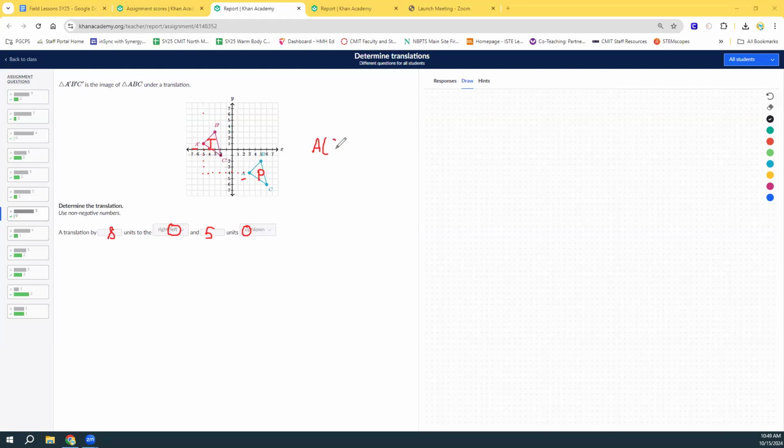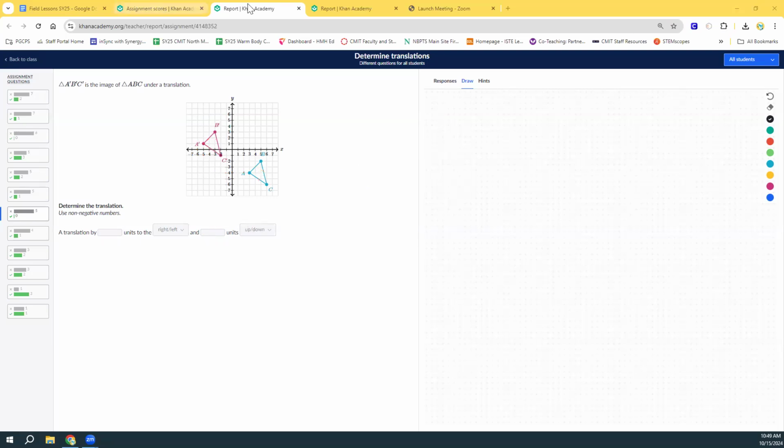A is at 3, -4. A prime is at -5, 1. So if I wanted to subtract to get these numbers, then I would go -5 minus 3, which is -8, and that's why I have the 8. And then for the y coordinate, I would do 1 minus -4, which is 1 plus 4, which is 5. So you see, again, it works. All right.